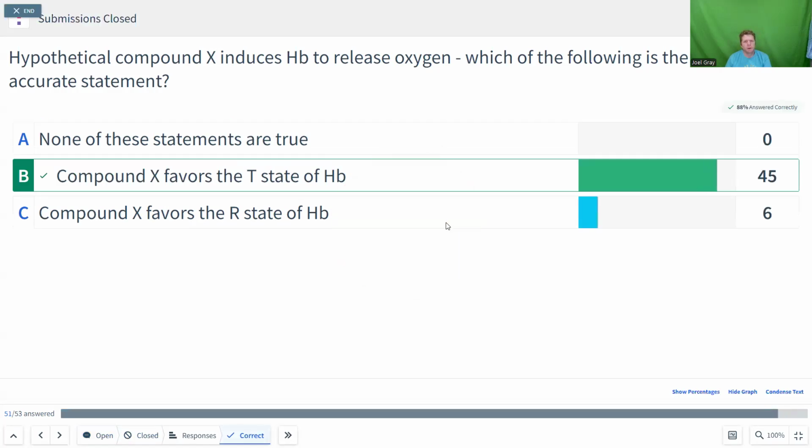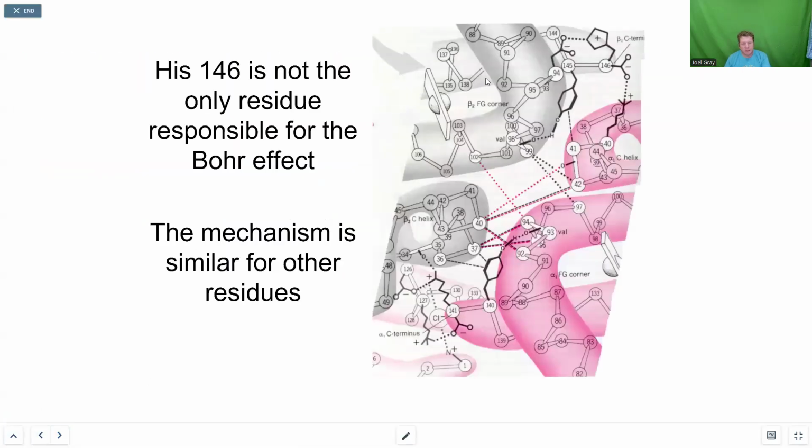Awesome. Great job. So when something induces hemoglobin to release oxygen, that means it's shifting it towards the T state, or deoxygenated state. Histidine 146 is not the only residue responsible for the Bohr effect. There are a number of others, but histidine 146 is the one that's very central to it.